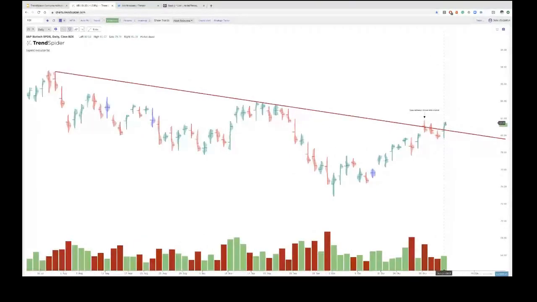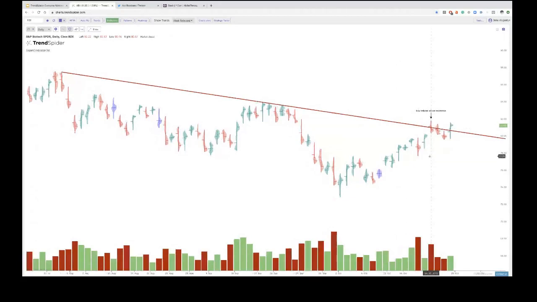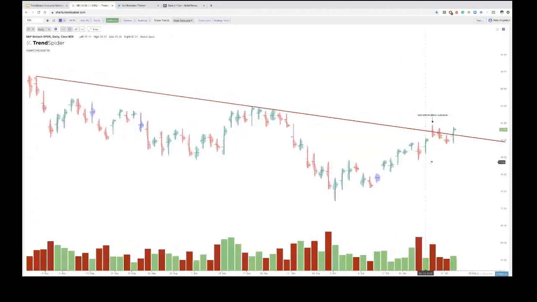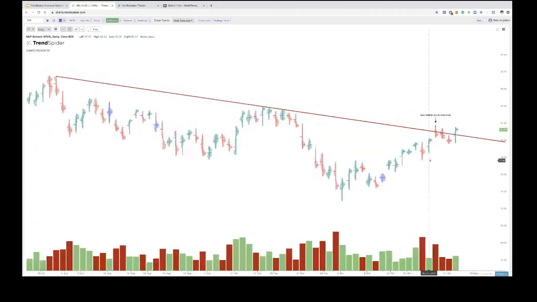So this is a way that you can use these raindrops to see volume flow around these resistance or support areas and get an idea of if there is conviction by the buyers or sellers, depending on if you're looking at resistance or support. So that's something that I did want to point out just to showcase a couple cool case studies this weekend. But I will hand it back over to Johan if he has any last charts that he wants to show. And if not, we'll wrap it up and go over the last few things with the webinar.